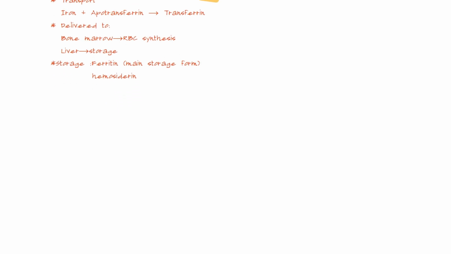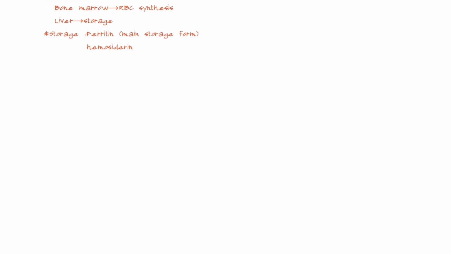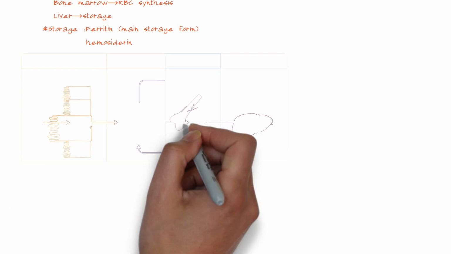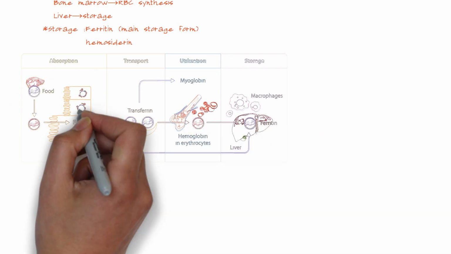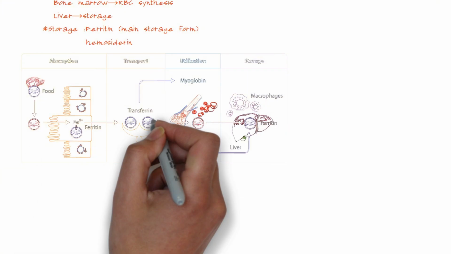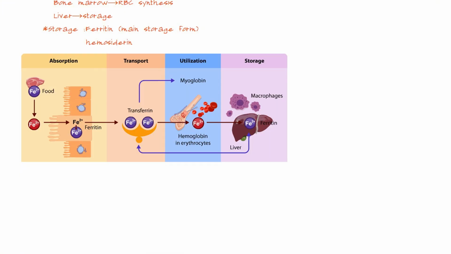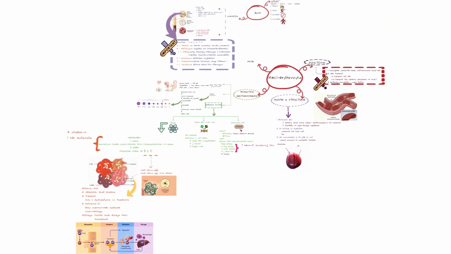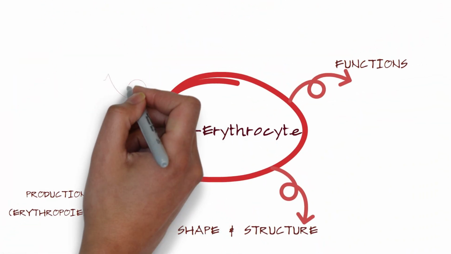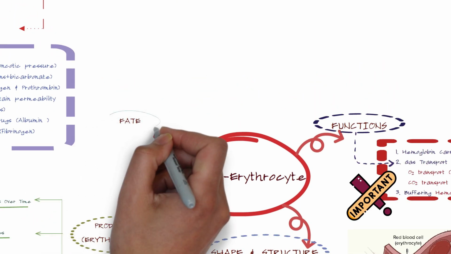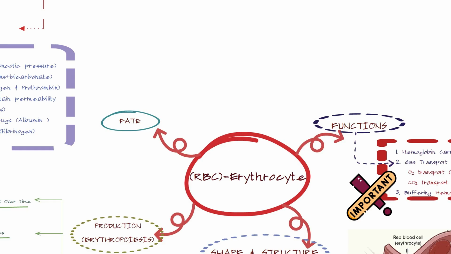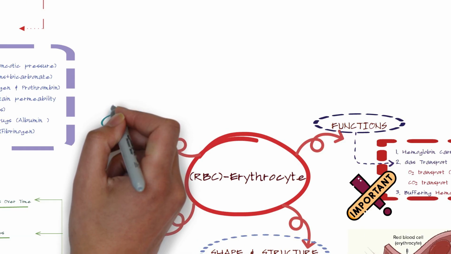So first, iron is transported by transferrin, stored in the liver, or goes to the bone marrow to enter the process of erythropoiesis. Let's talk about the final point in our topic today. So now let's move to the final topic, the fate of the RBCs. Here we will focus on the lifespan and the breakdown and recycling.